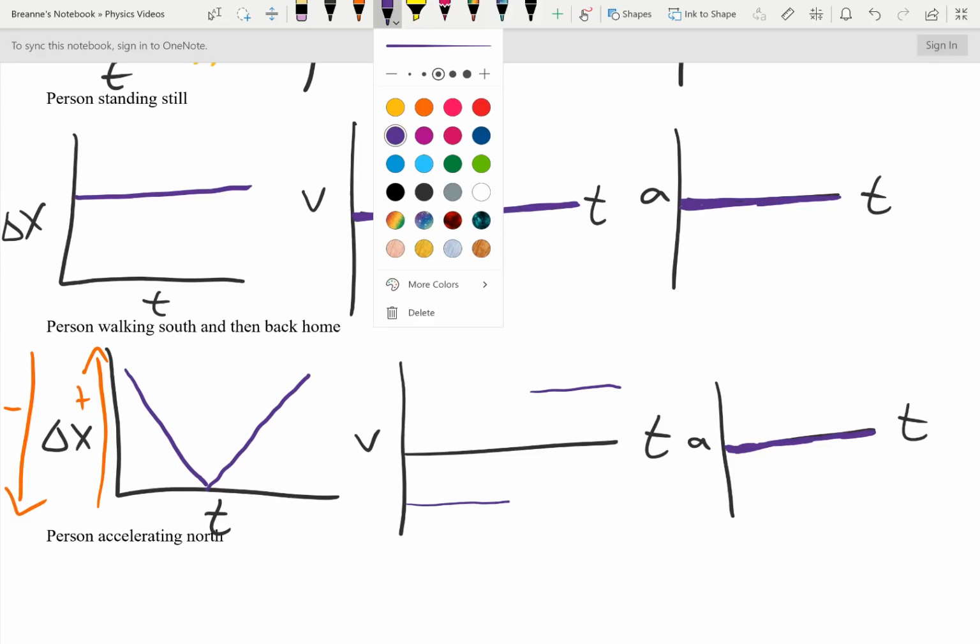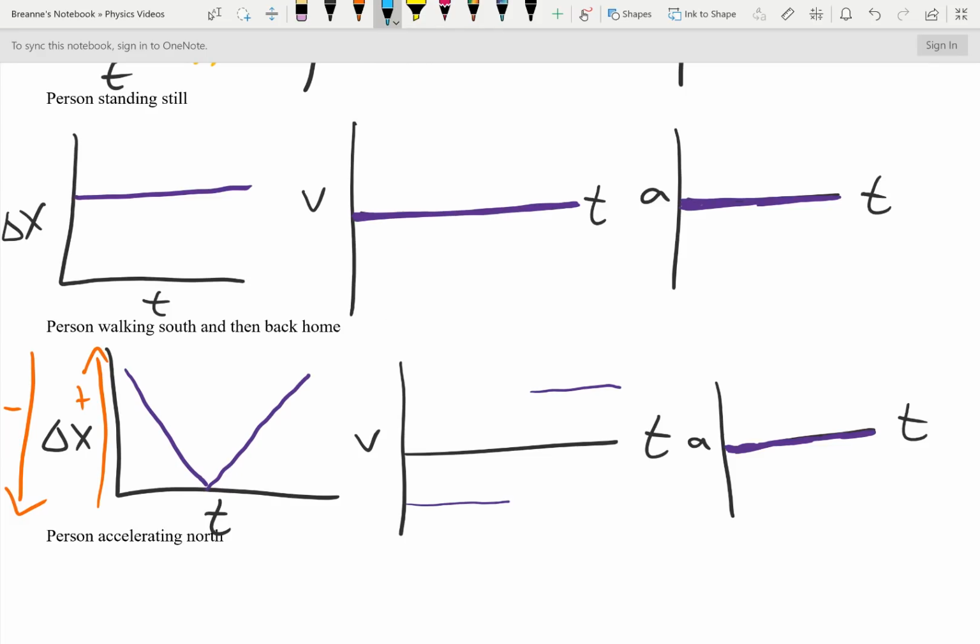Another way it could be, because it was not specific, is they could be accelerating. There's actually several things it could be doing. It could be slowing down, could be speeding up. So it could also be accelerating.